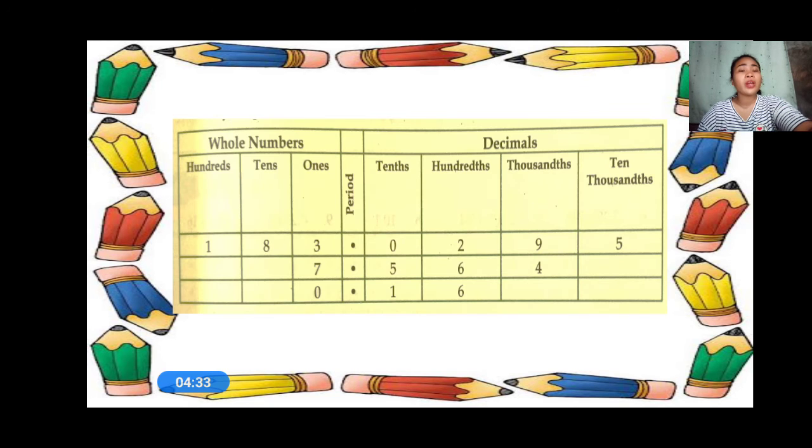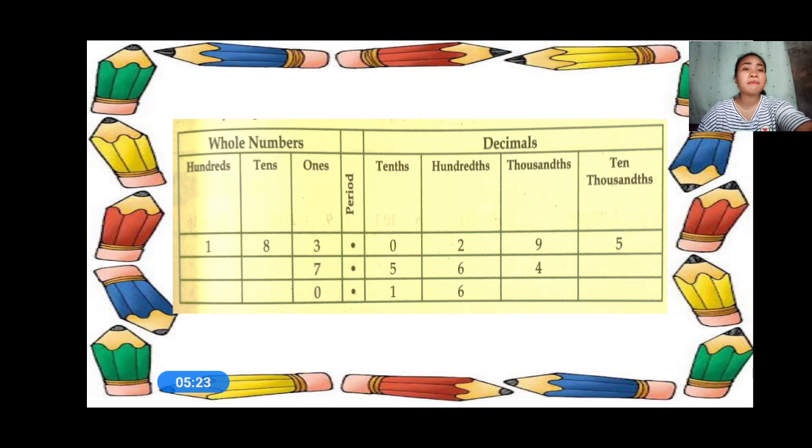Now, of course, we are going to talk about the place value. So if whole numbers have place value, of course, decimals also have place value. In whole numbers, we have ones, tens, hundreds, and so on. But in decimals, we are going to start at tenths. And then tenths, hundredths, thousandths, ten-thousandths, hundred-thousandths, and so on. Do you understand?